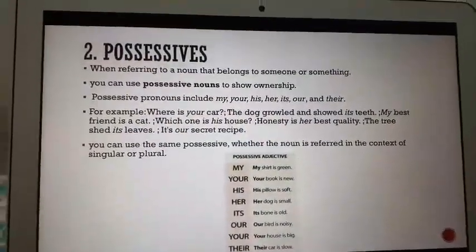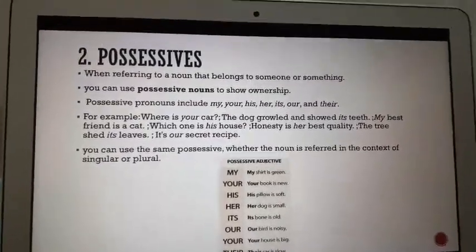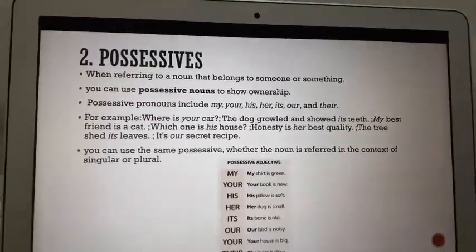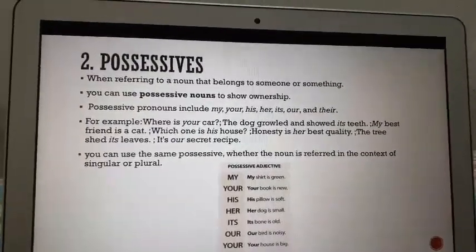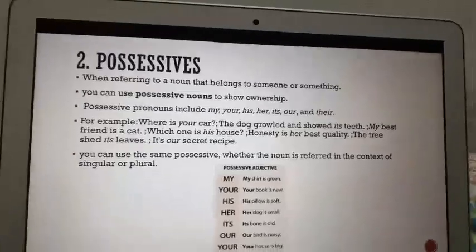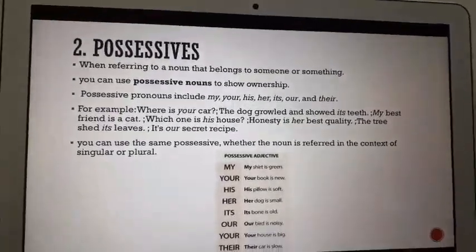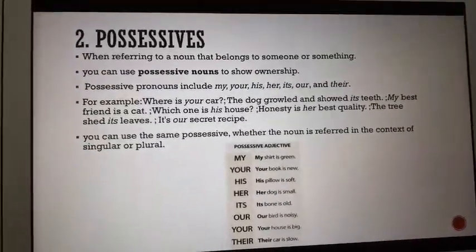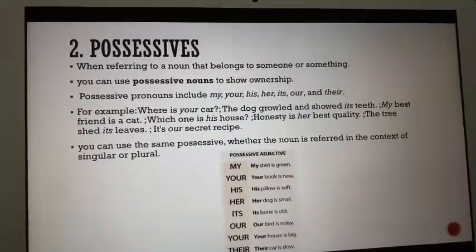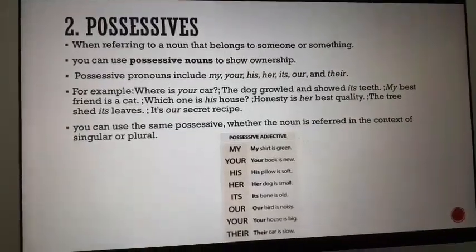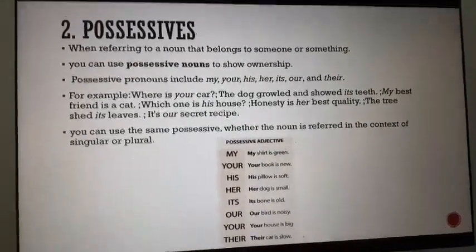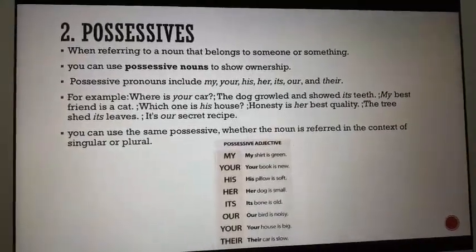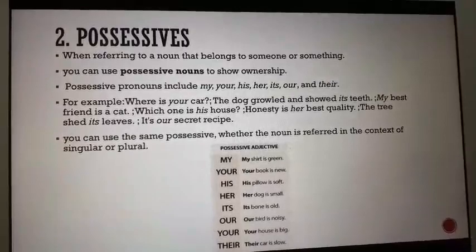Possessives. So when referring to a noun that belongs to someone or something, you understand the possessive? I possess this land, or I possess this book. That means this is mine. This belongs to someone, right? So that's how we refer to possessives. Something which belongs to you or someone else. So you can use possessive nouns to show ownership. Okay? Possessive pronouns include my, your, his, her, its, our, and their.